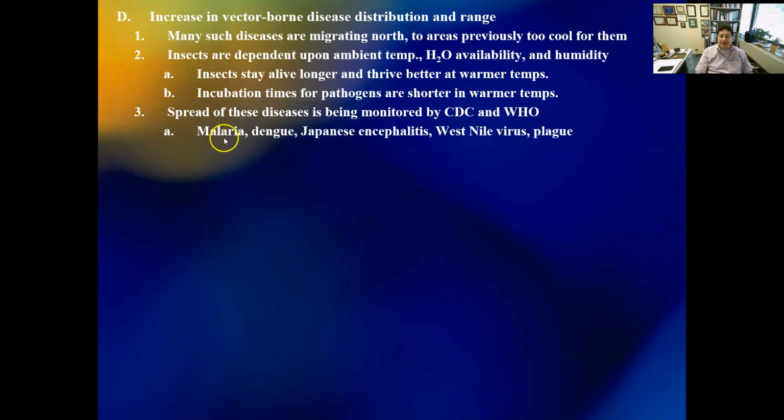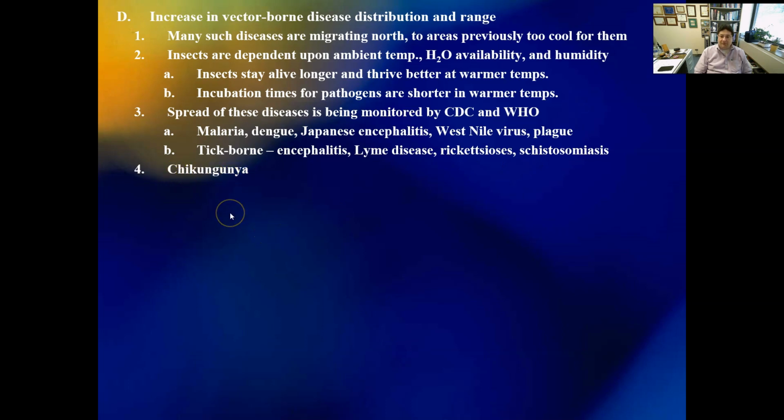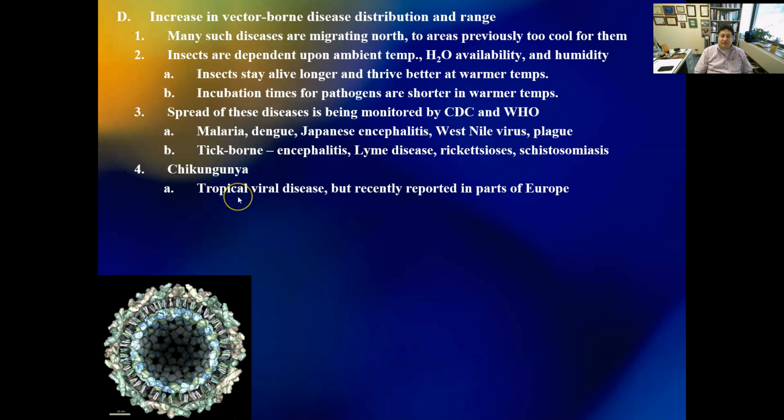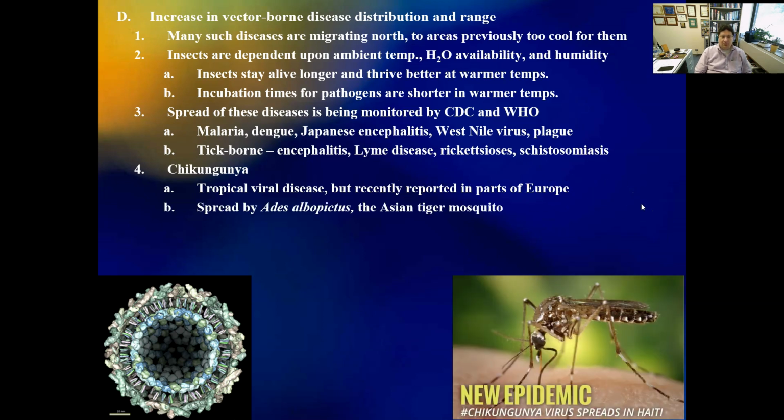And we see examples here: malaria, dengue fever, encephalitis, West Nile virus, even plague. Their distribution's expanding and their range is expanding, as are tick-borne diseases like encephalitis again, Lyme disease, rickettsiosis, and schistosomiasis. Another one that's expanding is chikungunya. Now, this has typically been a tropical viral disease, but it's now being reported in parts of the United States and even Europe. Okay? It's spread by this mosquito.